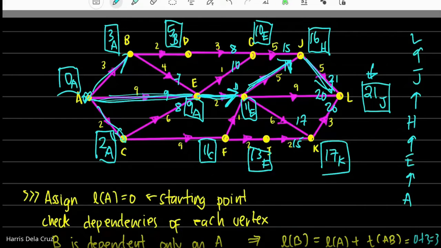For example, gagawin mo yung A to B, that's 3. Plus B to D, gagawin mo na yung B to D, so that's 2, 5. Plus from D to G, gagawin mo na, so that's plus 3, so that's 8. And then gagawin mo yung J, so 5. Tapos from J, gagawin mo yung L, that's 5 plus 15. So tapos ka na in 20 days. Pero hindi pa tapos yung project. Kasi matatapos yung project after 21 days pa.